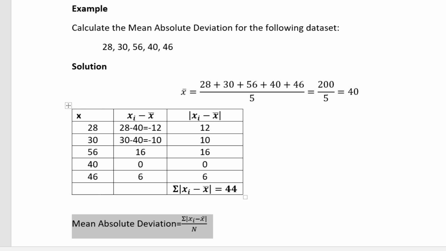Now, after we have gotten the sum, we take our formula and say mean absolute deviation is equal to the sum of the absolute values of xi minus x bar over n, which is equal to 44, because the numerator, the sum of |xi minus x bar|, is the sum we have gotten here, which is 44, over 5, which is the number of observations which we have up here, and that simplifies to 8.8. So that's how we calculate the mean absolute deviation.